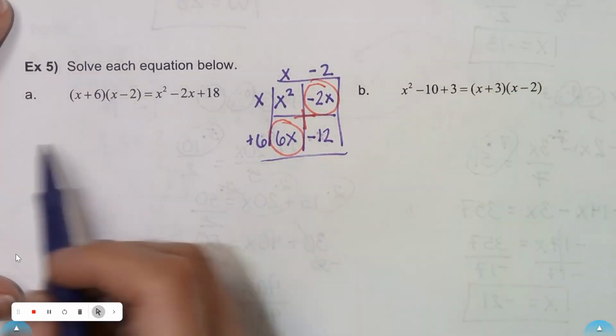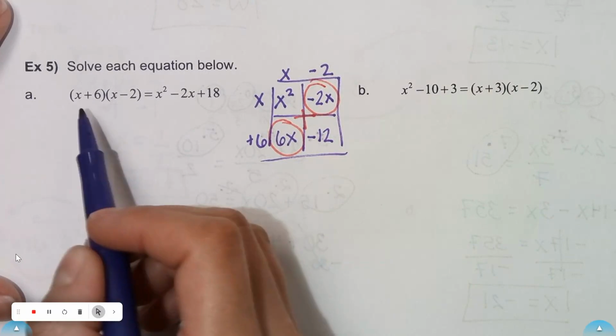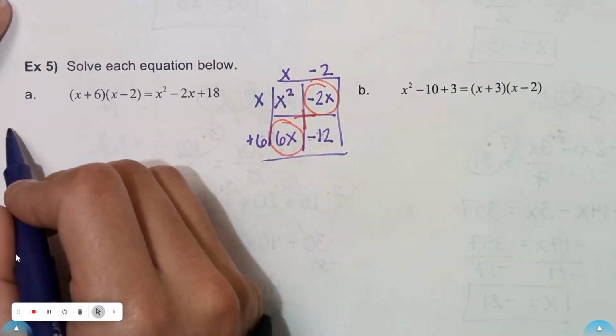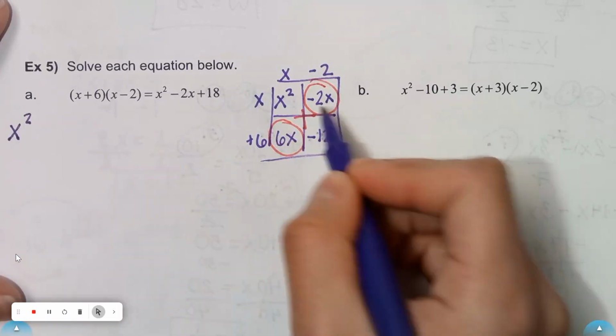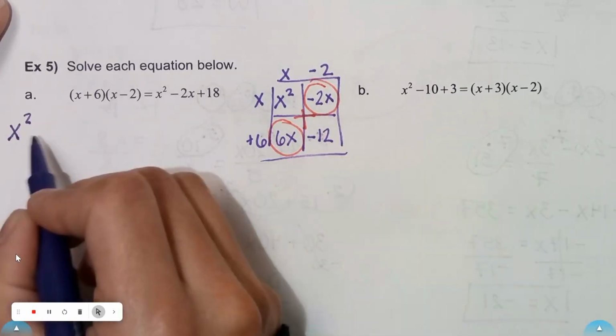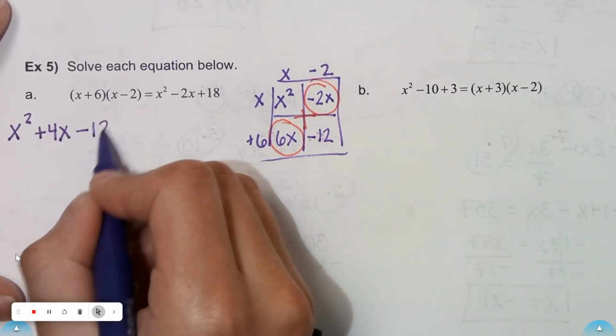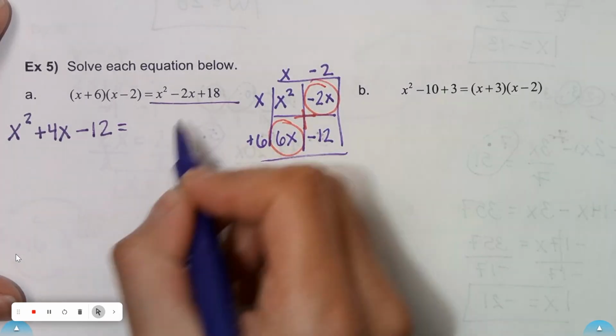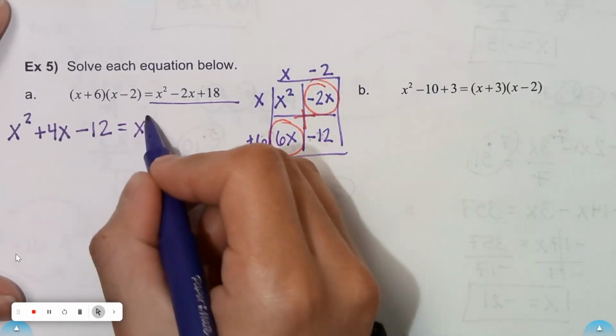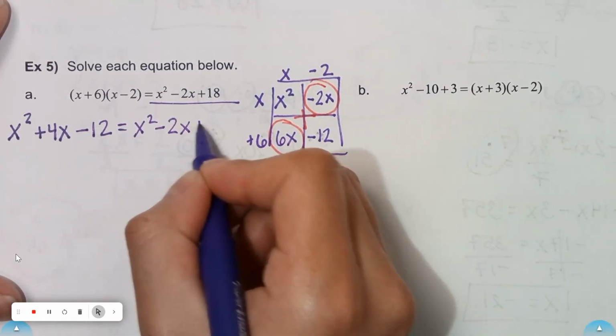I'm going to write my answer over here on the left because I want to put it underneath this. So that means I have x squared. When I add my like terms together, I get 4x. I still have that minus 12. And then I want to write this just the same way. I didn't change it or do anything to it, so I'm just going to rewrite it.